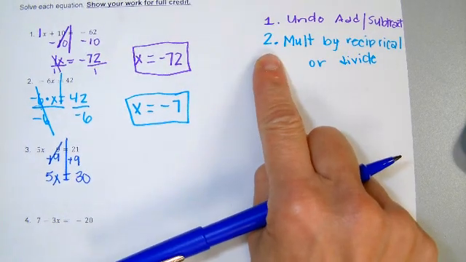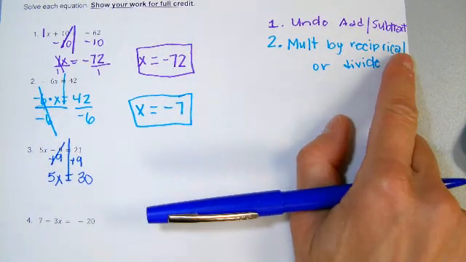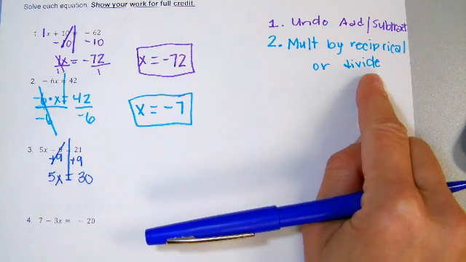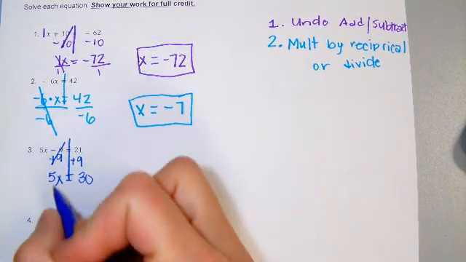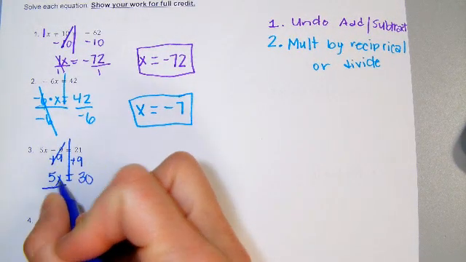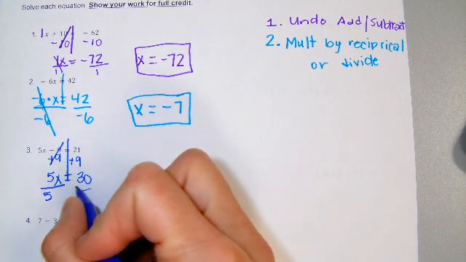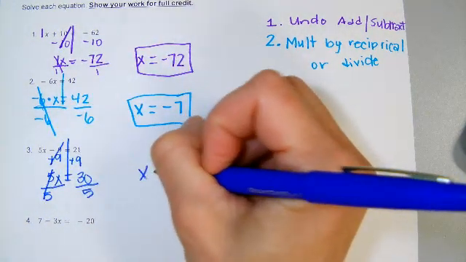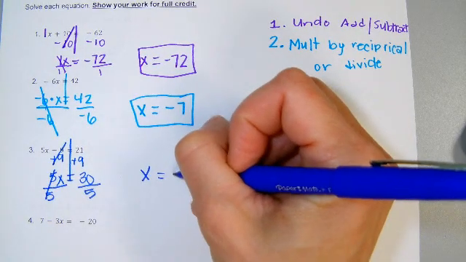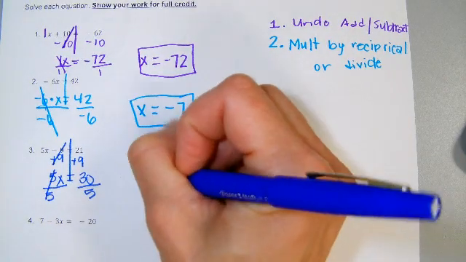All right, step 2 is we're going to multiply by our reciprocal or we're going to divide. So remember, this is 5 times x. To undo that times, we're going to divide by 5 here, divide by 5 here. This one cancels out, and we get x equal 30 divided by 5, which is 6.